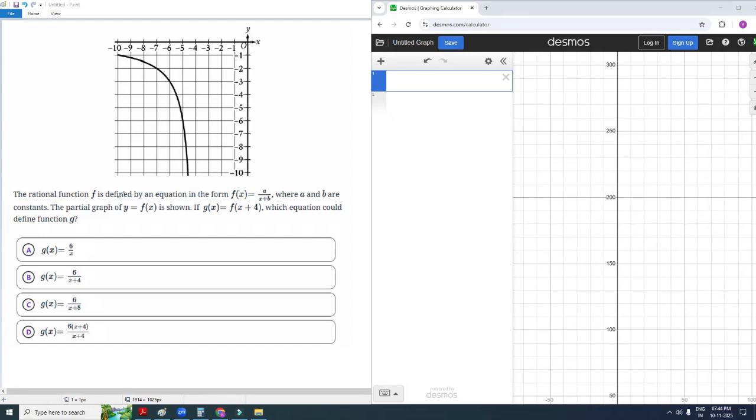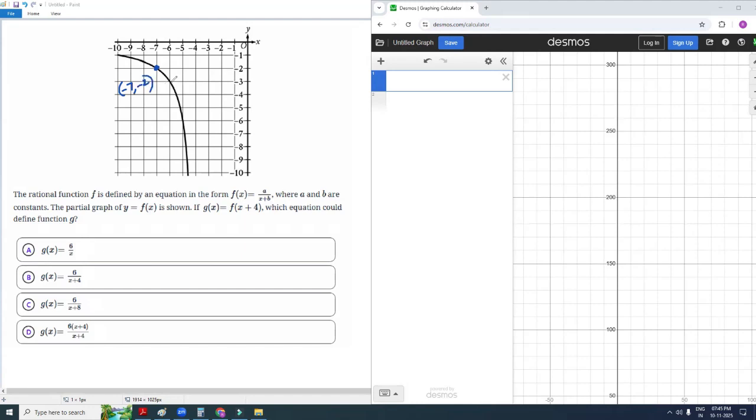The rational function f is defined by an equation in the form f of x equals a over x positive b, where a and b are constants. The partial graph of y equals f of x is shown. If g of x equals f of x positive 4, which equation could define g? Okay, let's consider the graph that we have for the function f of x. And here we can consider 2 points on the graph. The first point we can take over here: the x coordinate is -7 and the y coordinate is -2.